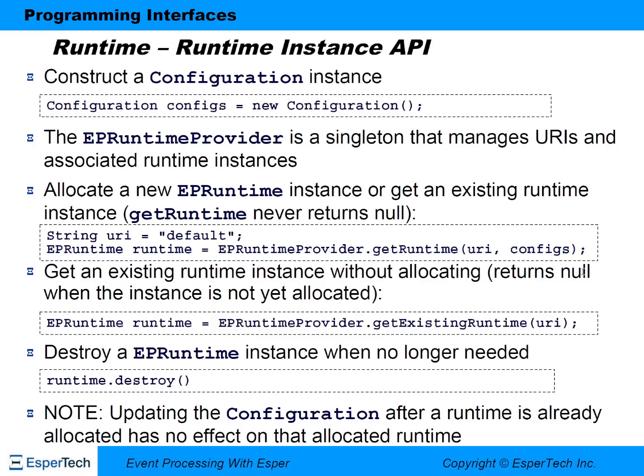To get an existing runtime instance without allocating, use the getExistingRuntime method. The getExistingRuntime method returns the runtime for the given URI if it was already allocated, or returns null if the runtime was not yet allocated. Destroy the EPRuntime instance when it is no longer needed by calling runtime.destroy. Note: updating the configuration after a runtime is already allocated has no effect on that allocated runtime.